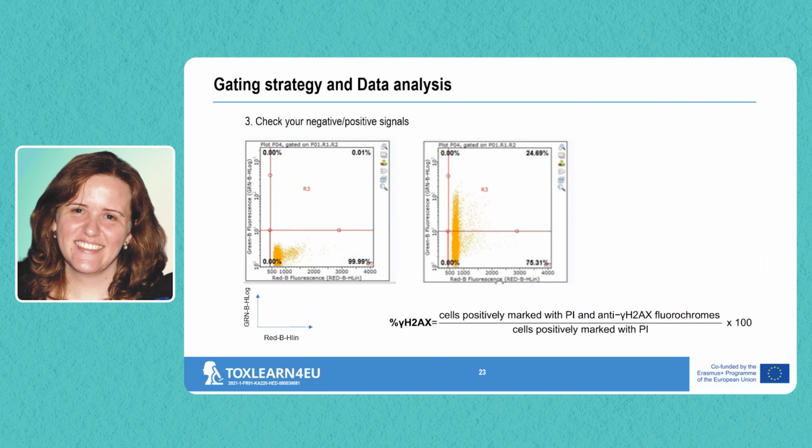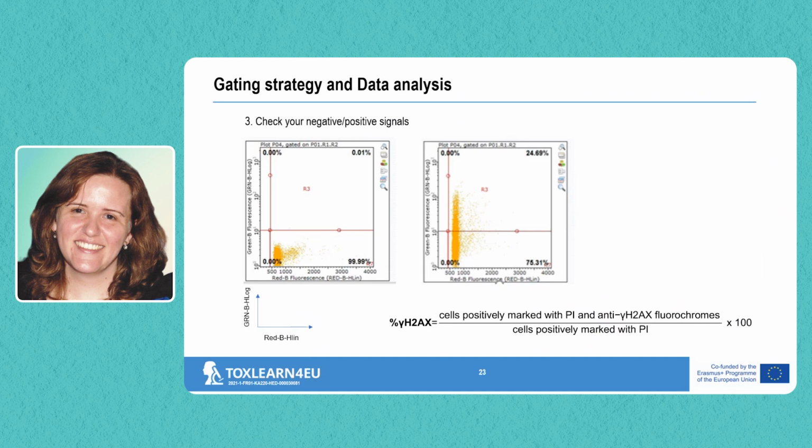And in our lab, what we do is that we create these quadrant regions, and they will just show you the negative-negative, negative-positive, positive-negative, and positive-positive regions for each of these channels. And then we just analyze those that are marked with PI and the fluorochrome, divided by the total number of nucleated cells, and we multiply by 100, and this will be the percentage of our positive phosphorylated cells. This is one strategy.